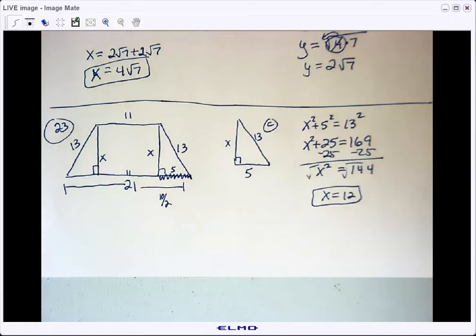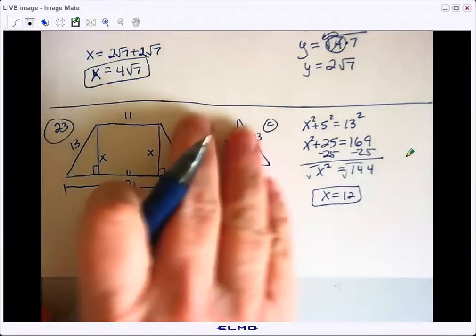And I love the answer of I overcomplicated it, because I do that so much. I always try to make things harder. So thank you for that. 24.